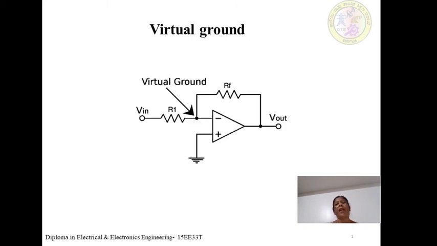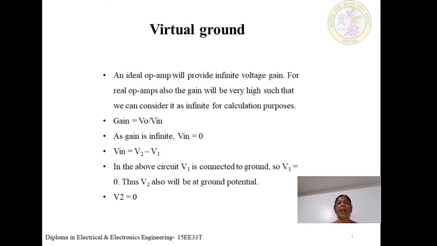We can make it a virtual ground. Here Vin is the input voltage, connected to the negative point of the operational amplifier, and the other point is grounded. Now the feedback resistor RF is connected to the virtual ground. It is virtually connected, so it is not really connected. It is assumed to be virtually connected.